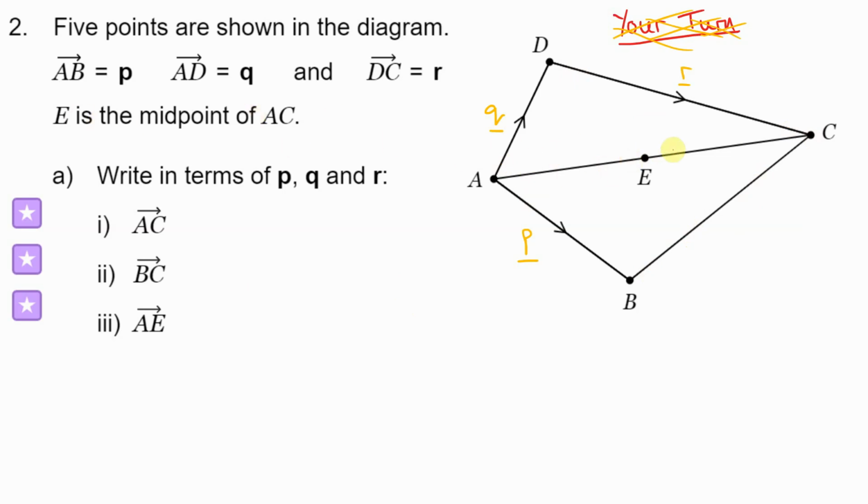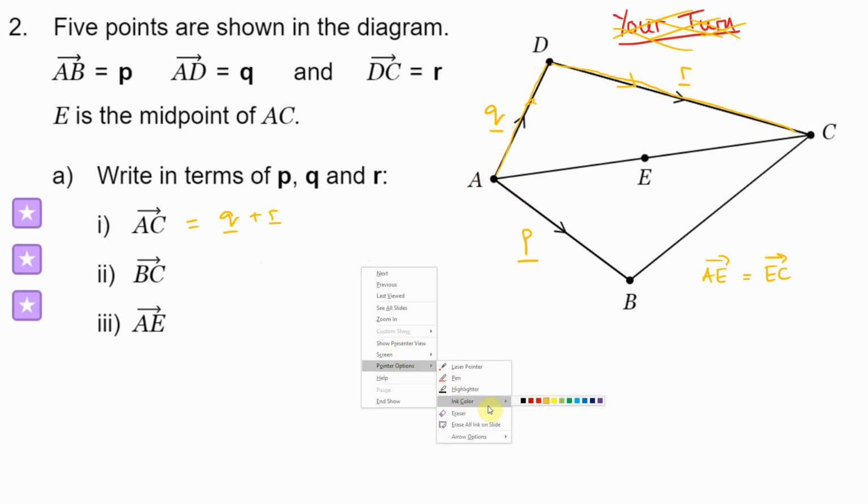And E is the midpoint of this line, so this bit here, A to E and E to C are equal. So I'm going to write that down here. A to E equals E to C. So let's find A to C. If I'm going from A to C, that's here to here, I'm going to go up Q, and then I'm going to go along R as well. So A to C is going to be Q plus R.